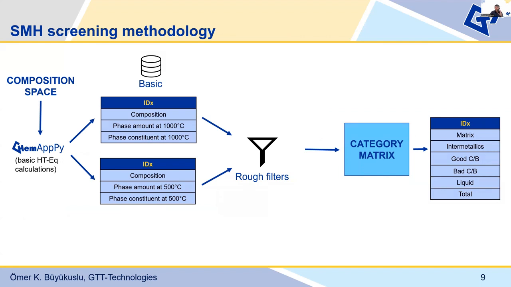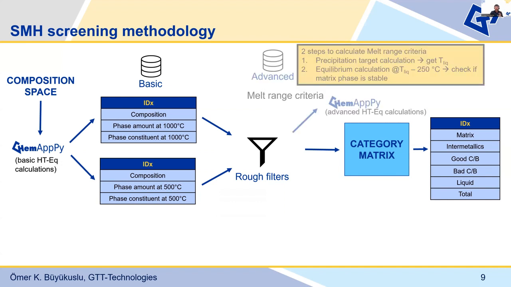Now I will introduce 2 more advanced equilibrium calculations. These are expensive calculations. I mean, more time is required to handle these calculations when compared to the previous ones. Here, the melt range refers to the temperature range between the strengthening intermetallic phase and the face-centered cubic matrix phase. It is expected to be a maximum of 250 Celsius to avoid cracking.